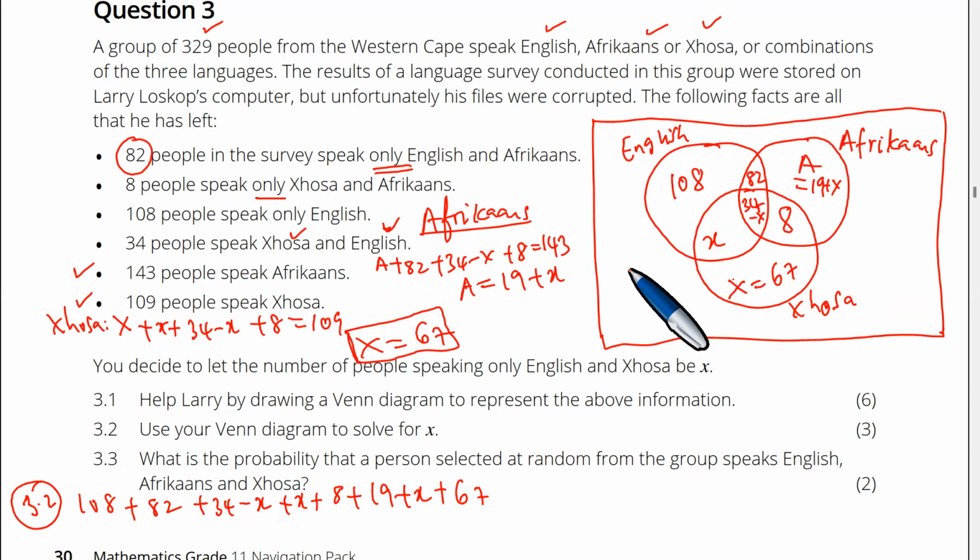We've added absolutely everything. And now as we added everything, this must give us 329. That is the information we have. We're not given anything outside here yet, nothing outside the Xhosa. So these people, they speak from the Western Cape, they speak English, Afrikaans, or Xhosa, or combinations of these three. So you do not have somebody outside here who is not speaking any of these.